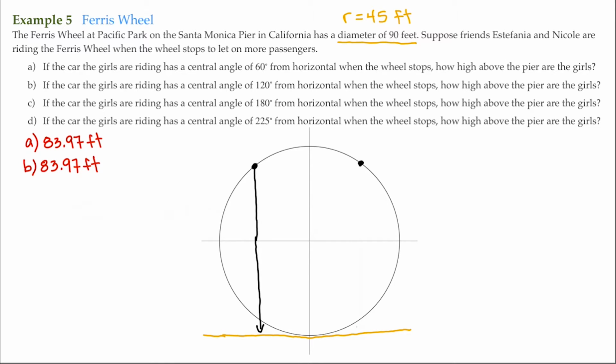Let's try C. If the car the girls are riding has a central angle of 180 degrees from horizontal when the wheel stops, how high above the pier are the girls? So that would be right here. So how high above the pier would they be? Well, they'll be simply 45 feet, just the height of the radius. So for this one, it'll be 45 feet.